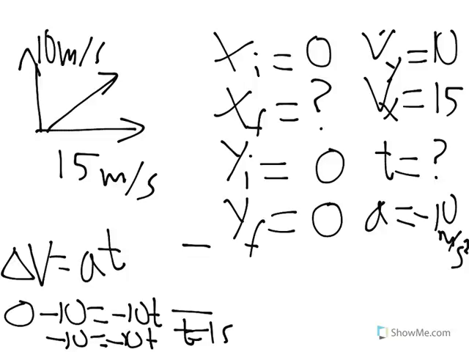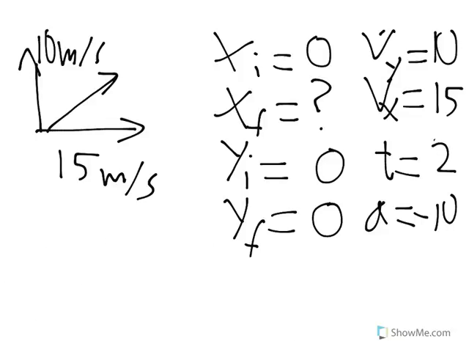1 second is the time it takes to change 10 meters per second. That's going from the bottom to the top. But it also has to fall from the top back down to the bottom, which is once again a change of 10 meters per second. So that's another second. So our total time is now not 1, but 2 seconds.